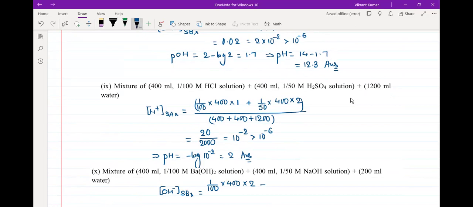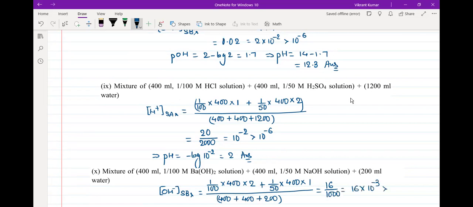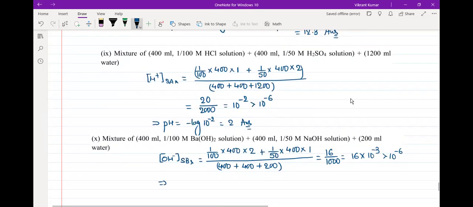That much plus from the second solution, 1 by 50 is molarity of NaOH, into 400 will give you millimoles of NaOH, into 1 will give you millimoles of OH minus. Divided by, we'll get 400 plus 400 plus 200. And that gives you, ऊपर देखो 800, तो 8 plus 8 16 upon 1000. We can write this is 16 into 10 raised to minus 3. It is still greater than 10 raised to minus 6. So POH will be directly calculated from this data only.